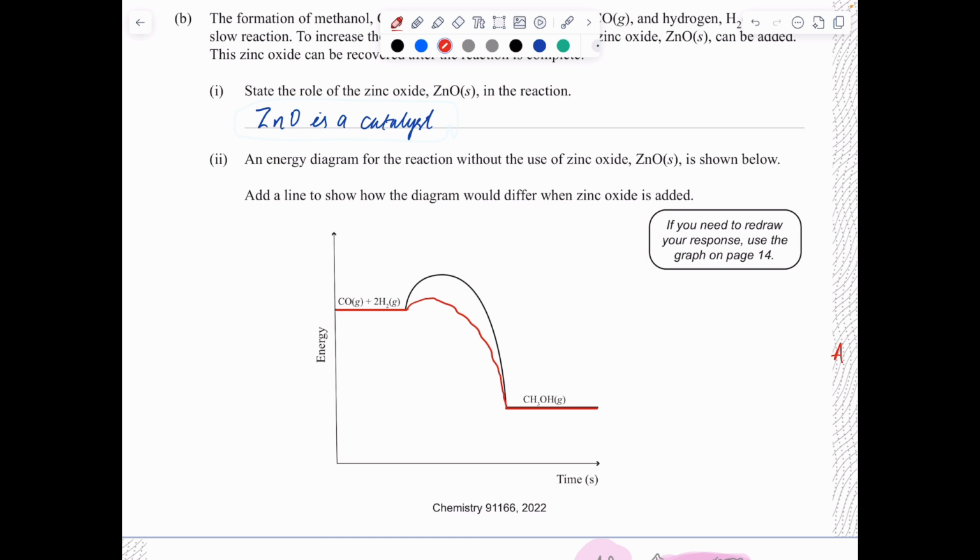Anywho, important to label this as ZnO catalyst. And the activation energy, as you can see, is a lot lower compared to this reaction without the catalyst. Okay, and that's worth an achieved.